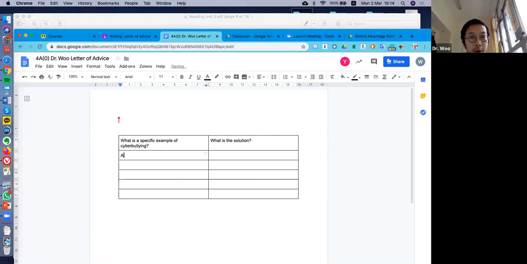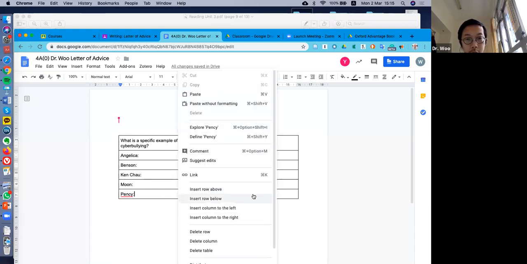Angelica, you're going to think of something. This is your row. Benson, you're going to think of one example. And who do we have here? Ken and Chow. You have one example. Moon, you have one example. Fancy, you have one example. And Dr. Wu will have one example too.